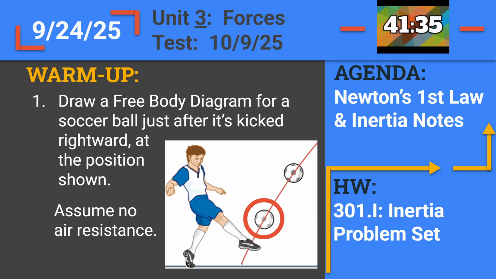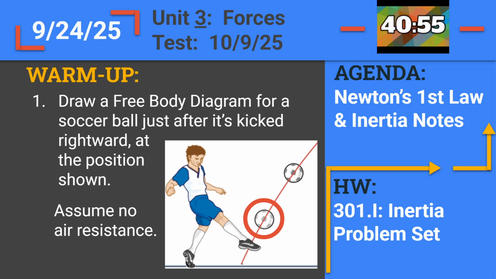So the warm-up question says to draw a free body diagram for a soccer ball just after it's been kicked rightward at the position shown. So you can see it's off of his foot, it's on its trajectory now. So if you were to draw a free body diagram for the ball at that point, you would need to include the force of gravity, because we know that this object, well, it's on Earth, and it's in free fall. It's a projectile at this point. It's moving upward. It's going to reach some max height. It's going to come back down.